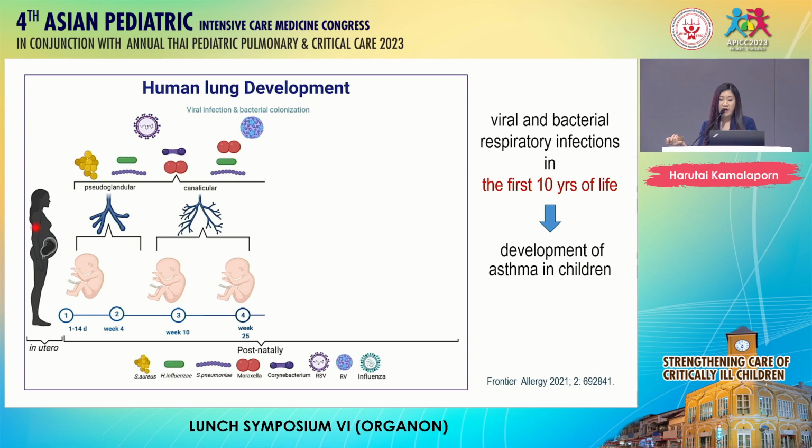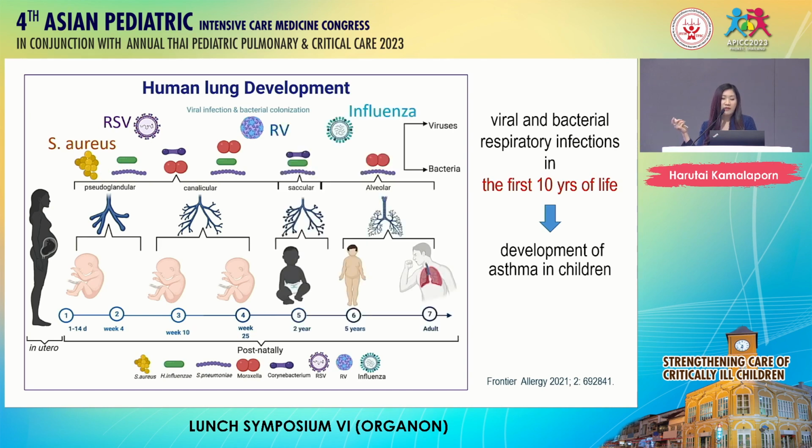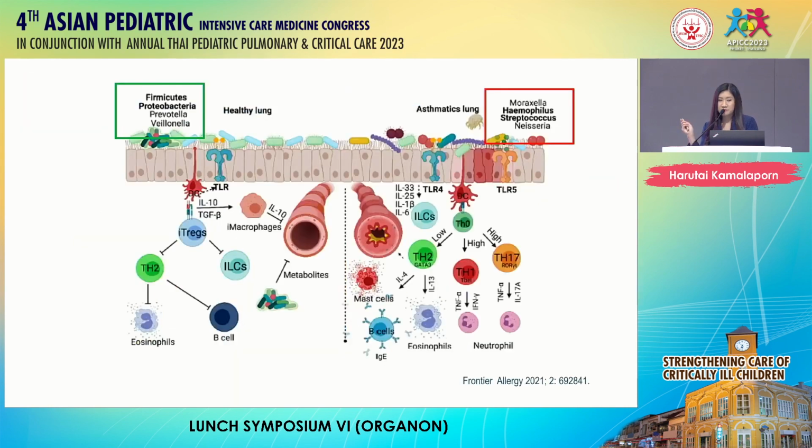Here, you may see that if the pregnant woman has contact with some specific kinds of viral or bacterial colonization, Staph aureus, RSV, and then after birth, the kids have contact with rhinovirus and influenza, and postnatal germs like this in the first 10 years of life, with specific species of virus or bacteria, it can lead to the development of asthma in children.